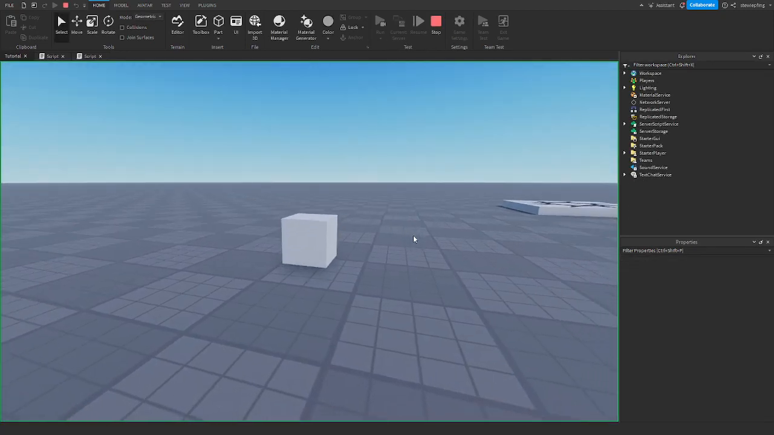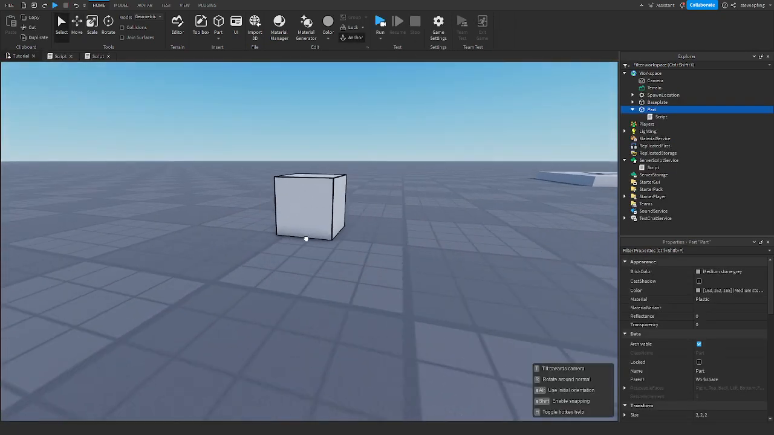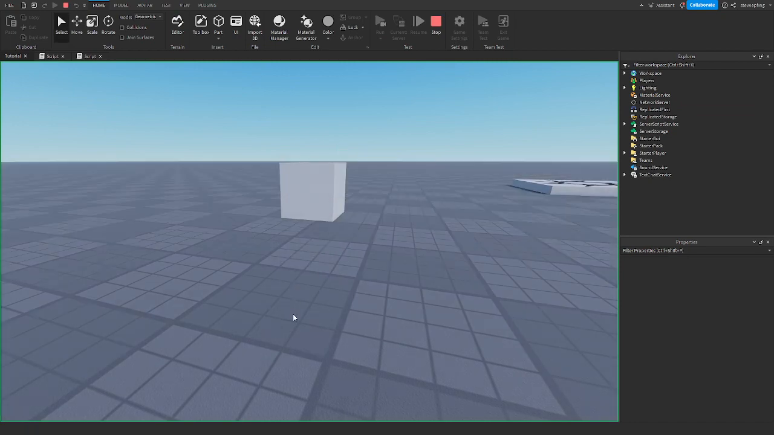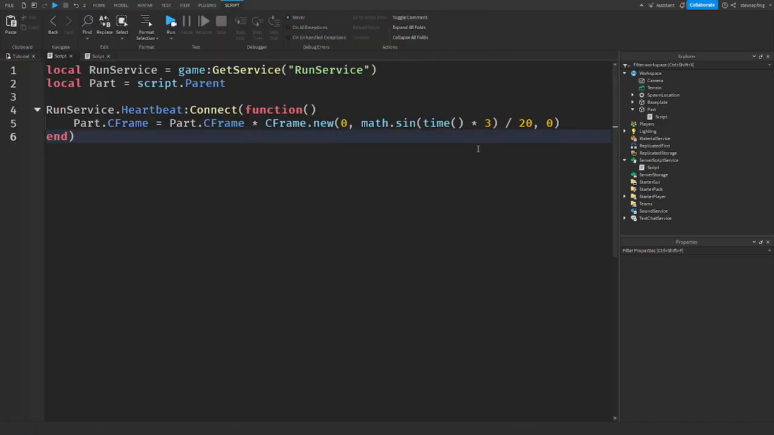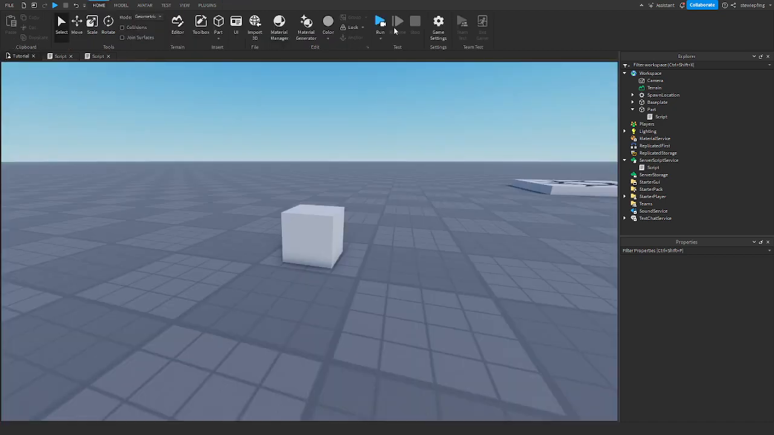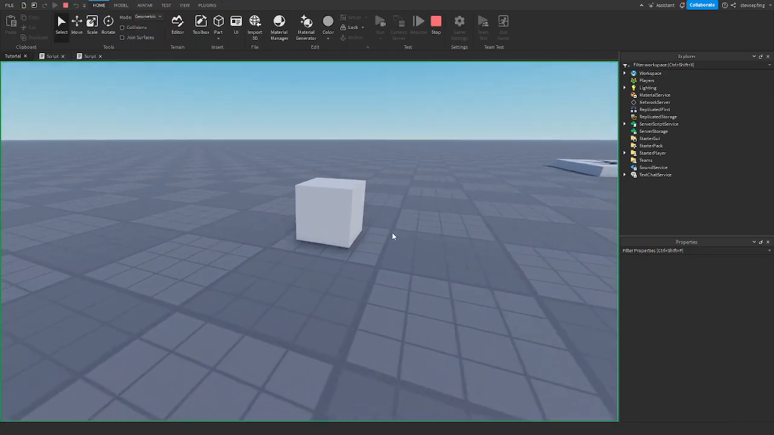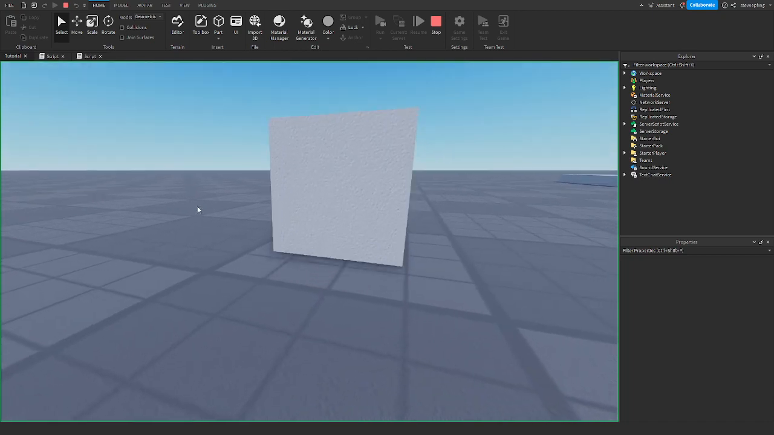And as you can see, the part moves up and down. If you notice, if it's not up off the ground a little bit, it will go into the ground, so you can see there. I should raise it up a little bit. Now let's play with these values. Let's change this to 15, and as you can see, look how fast and how frequent it is.